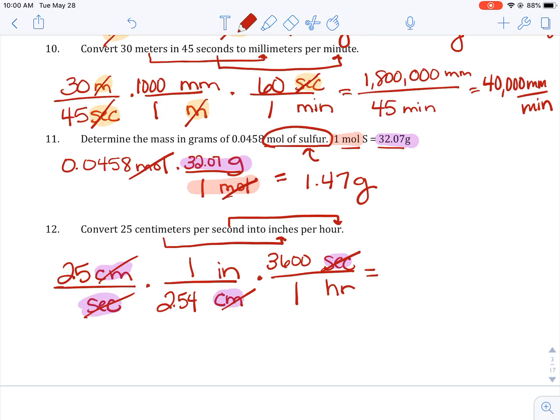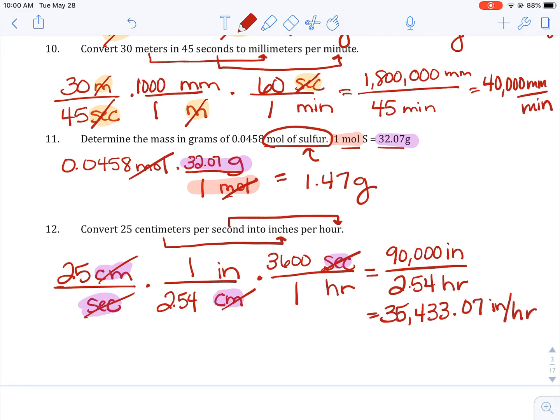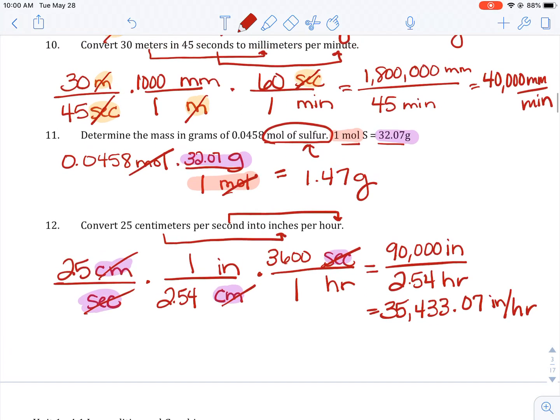And then multiply across the numerator. You get 90,000 inches. And then across the denominator, you get 2.54 hours. But we want a unit rate, so we're going to divide it out, and we get 35,433.07 inches per hour. All right, that is it for conversions.